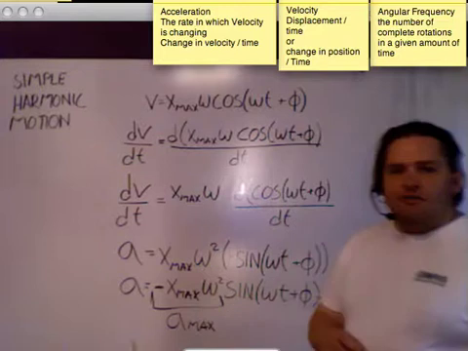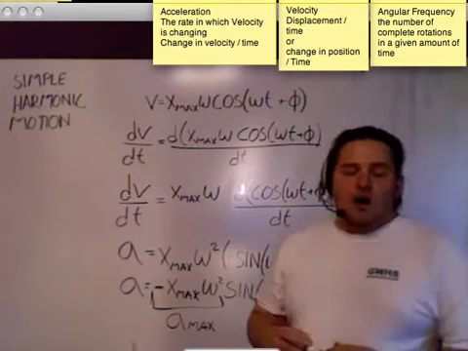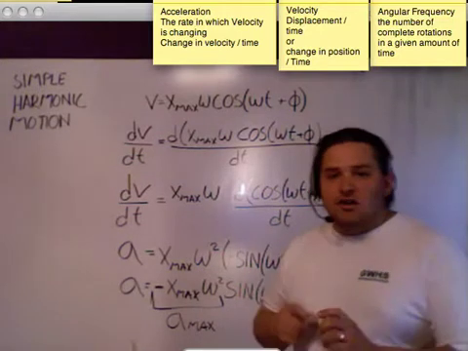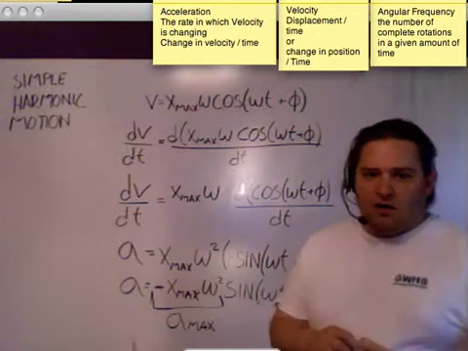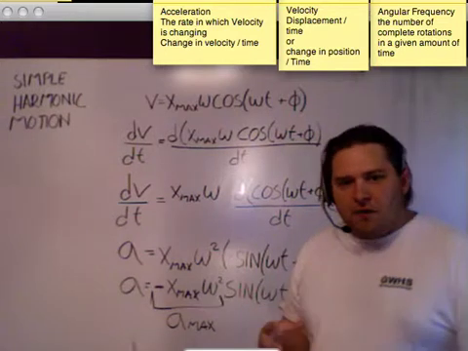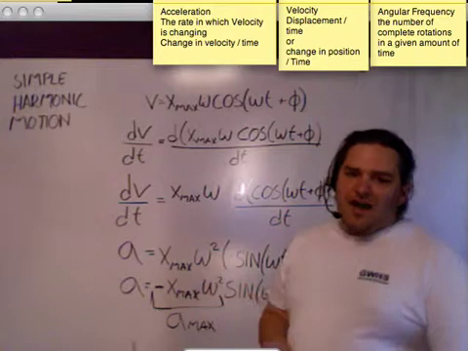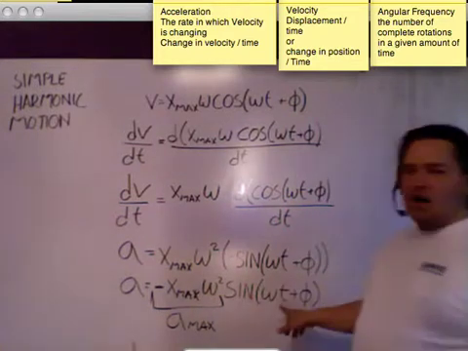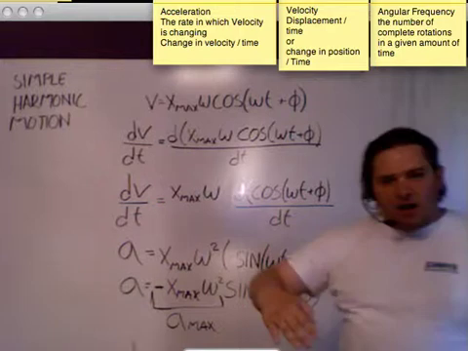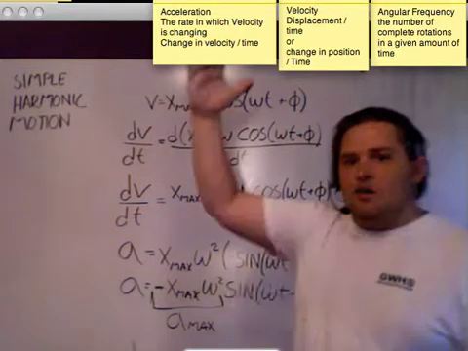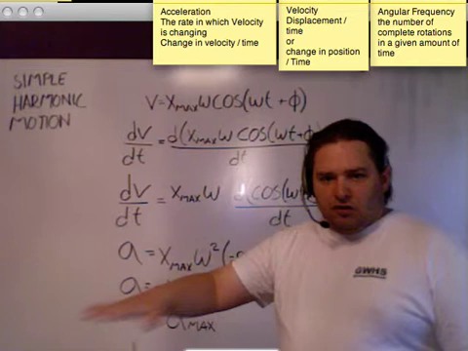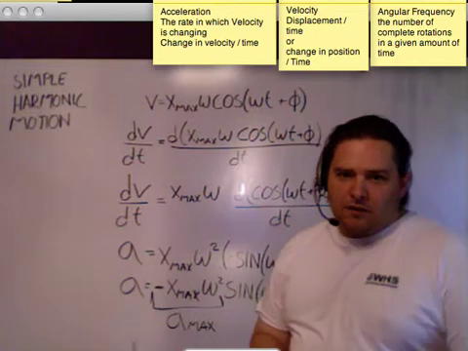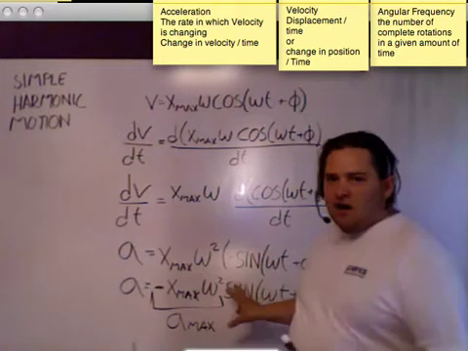Okay? So this is the equation for simple harmonic motion, or the equation for the acceleration of an object in simple harmonic motion. Another cool thing about it, acceleration is not constant in this system. You can see that it's going to change with time. It's going to oscillate up and down. It's going to hit a peak and then go back down. It's going to hit this low point and then go back up. Okay? So it's not constant.